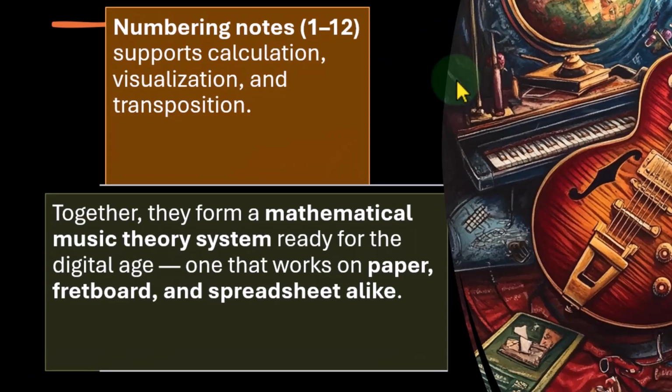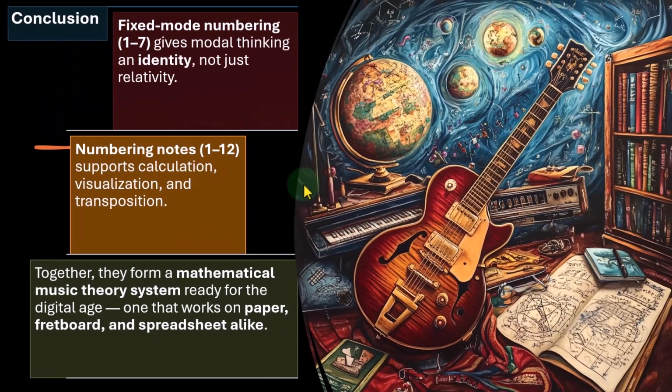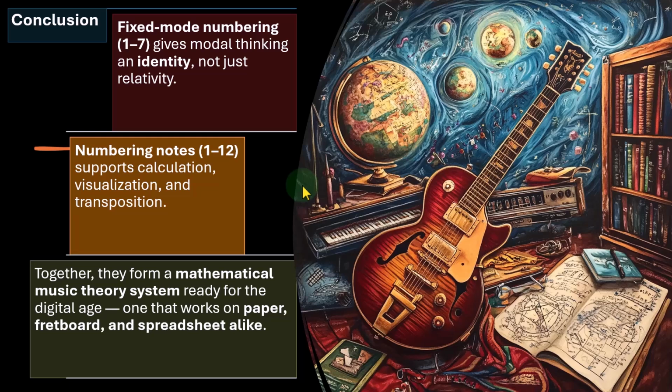Together, they form a mathematical musical theory system ready for the digital age, one that works on paper, fretboard, and spreadsheet alike. Again, I'm not just saying that because it works on spreadsheets. It's actually the easy thing to do, which is made clear now by the technology allowing more people to see it and map it out in different ways. And that's going to lead us to seeing clearly that we could map everything out in a more streamlined way.